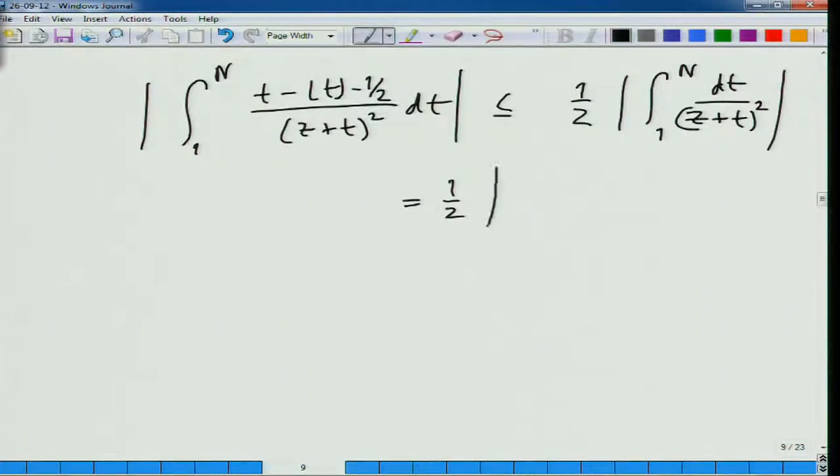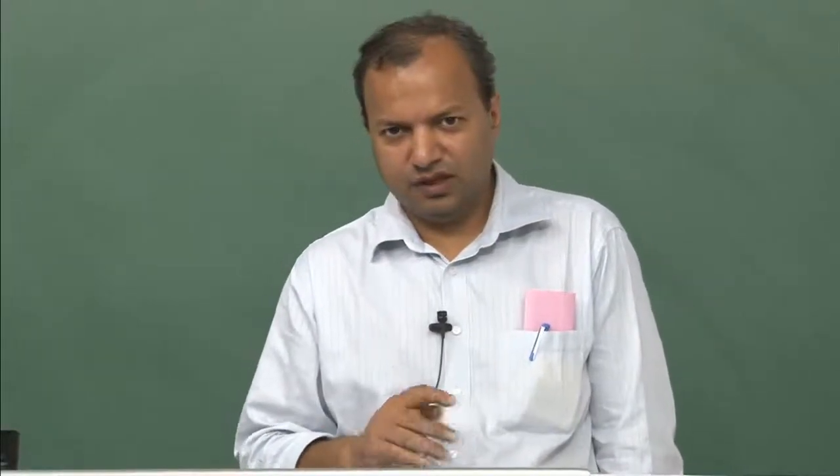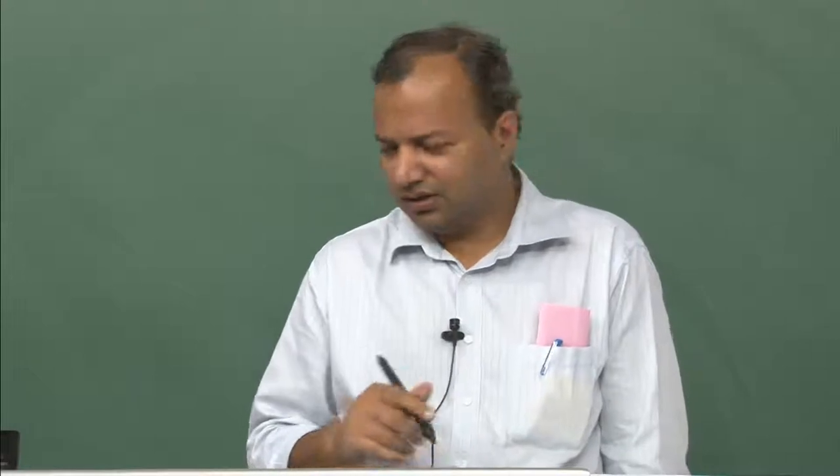This is equal to half. This integral is 1 by z plus t, minus 1 by z plus t actually, right? And going from 1 to n, so we have an estimate on the value of the error term. Now we have everything what we want in place. So now it's just, we'll put it together next time and derive the estimate.